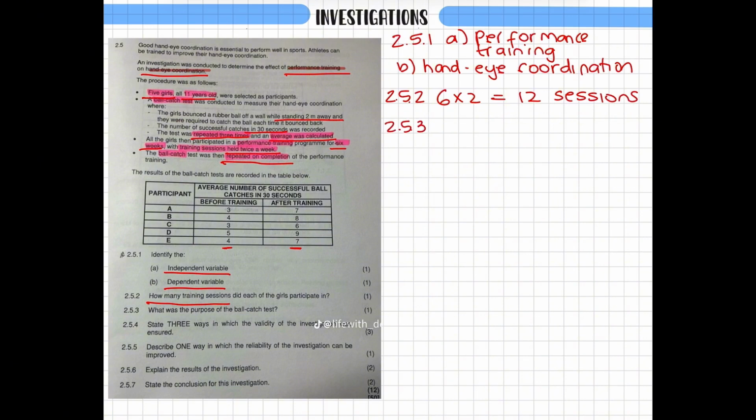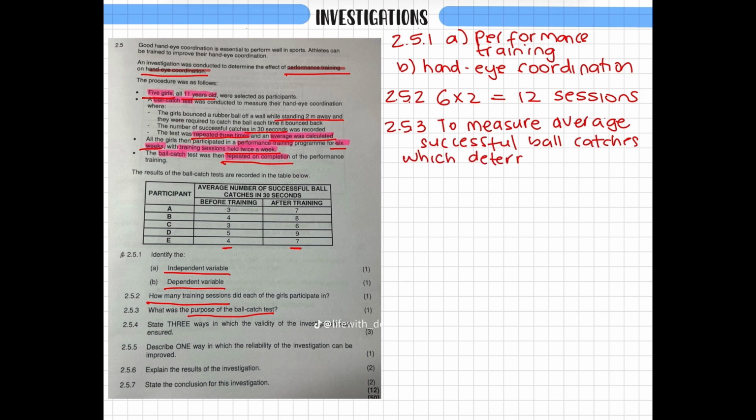Next question is, what was the purpose of the ball catch test? So the ball catch test was used to measure hand-eye coordination by measuring the average successful ball catches in 30 seconds. So you can say to measure the average successful ball catches, which determines hand-eye coordination.